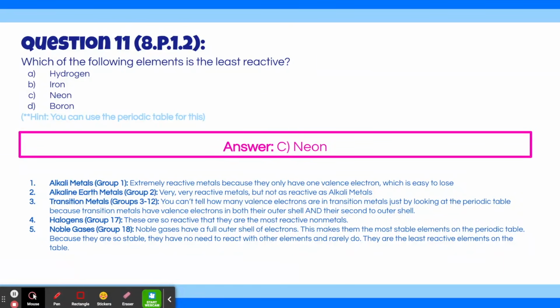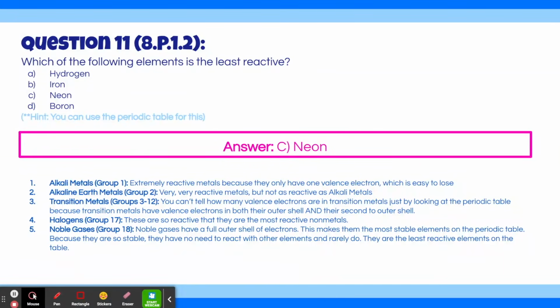The fourth group you should memorize are halogens, which is group 17. These are so reactive that they are the most reactive nonmetals. And the last group that you should memorize is noble gases, which is group 18. Noble gases have a full outer shell of electrons. This makes them the most stable elements on the periodic table. Because they are so stable, they have no need to react with other elements and rarely do. They are the least reactive elements on the periodic table.